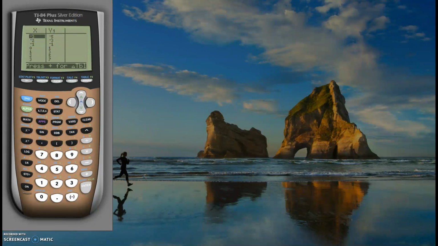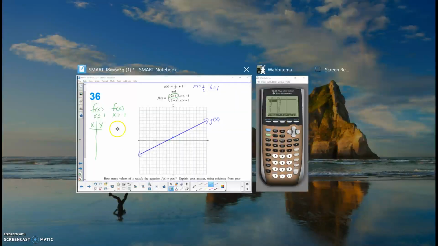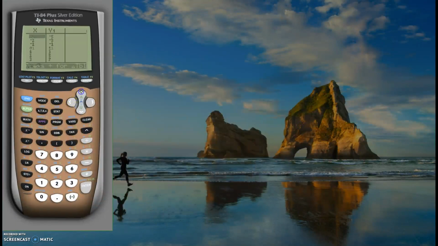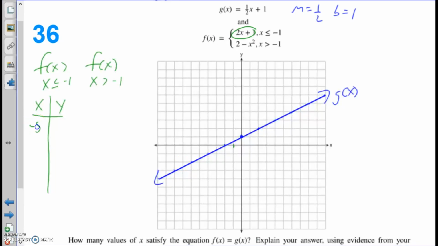All right, so if you copy down your table here, let's see, where do we want to start? Let's start at negative 5. -5, -9. Sorry, I have to keep switching back and forth. -5, -9, and then we'll do -4, -3, -2, and -1 because we are going less than or equal to -1. This was -7, -5, -3, -1.